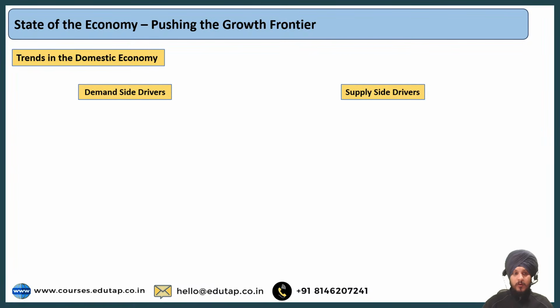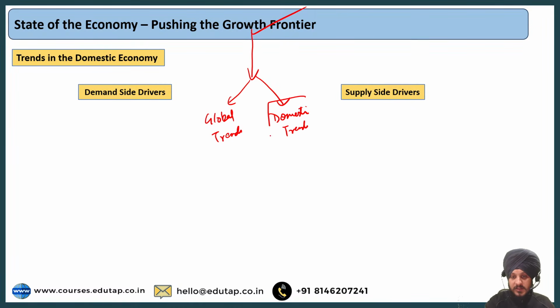Now if I talk about this chapter, which is the first chapter of the economic survey, titled State of the Economy: Pushing the Growth Frontiers, this chapter puts some light on two types of factors. The first is the global trends, and secondly, it also talks about the domestic trends. First of all, we are going to talk about the domestic trends in context of India.